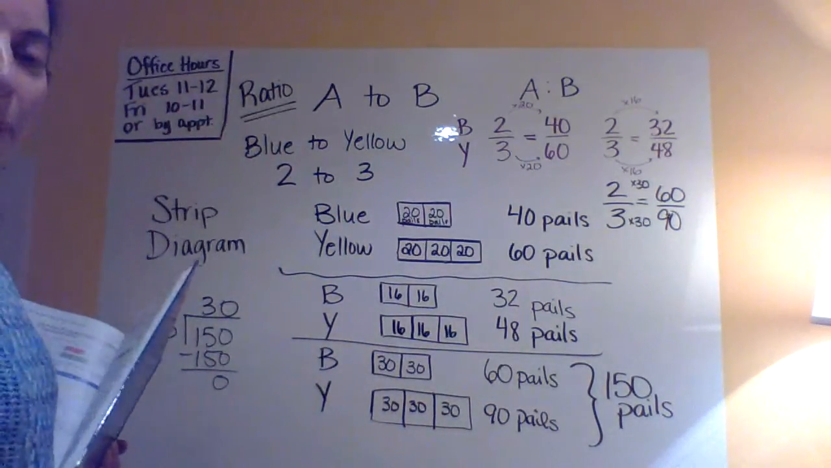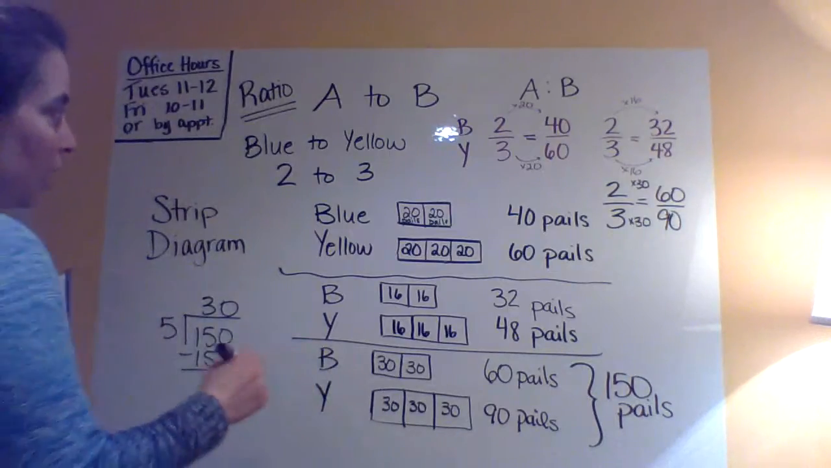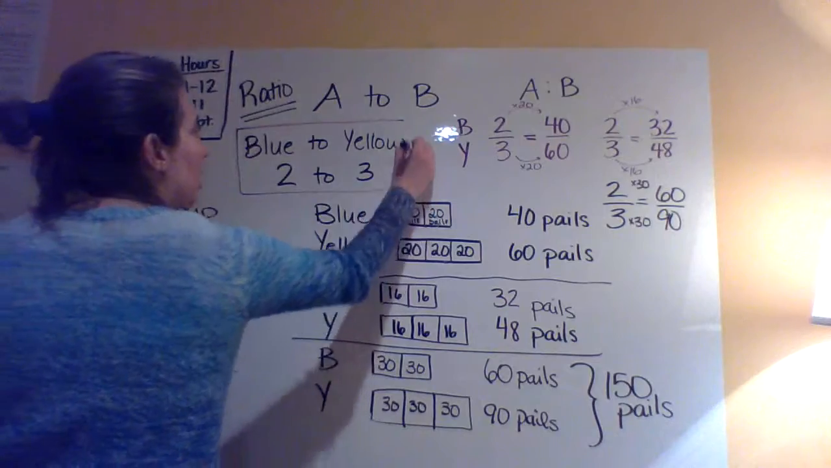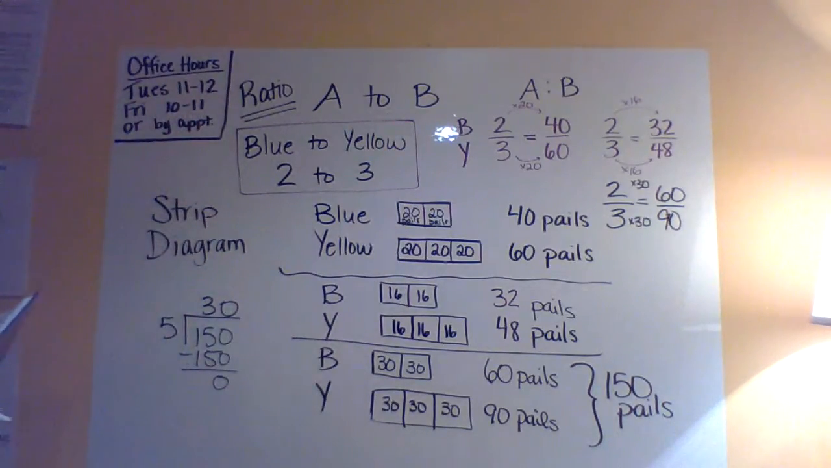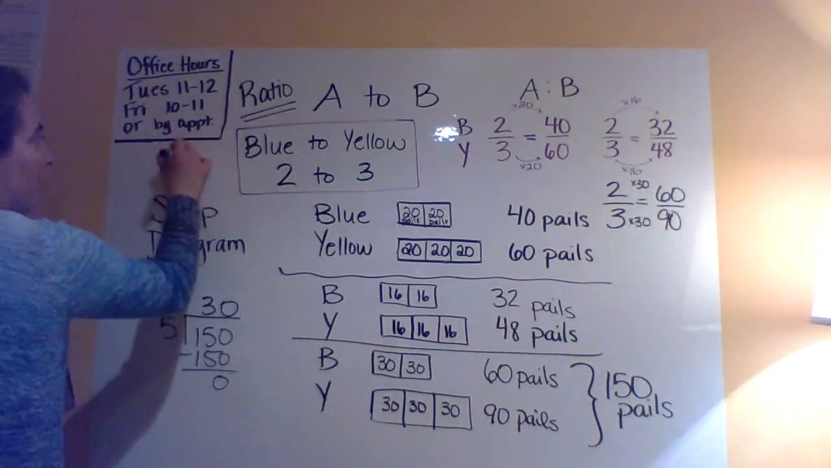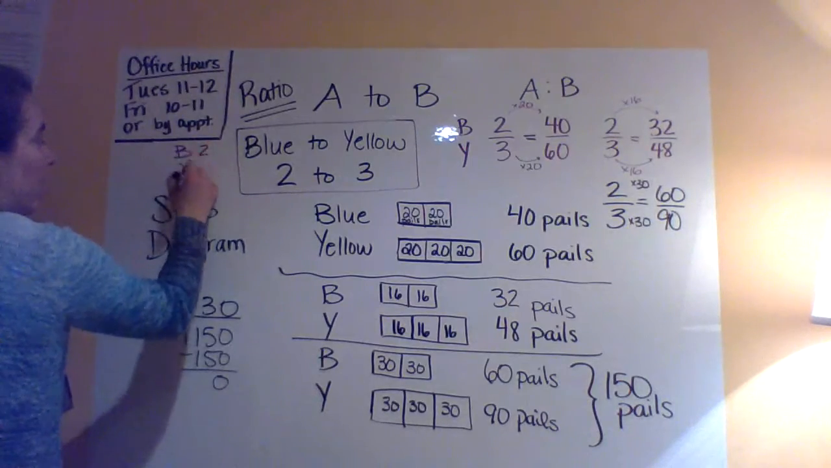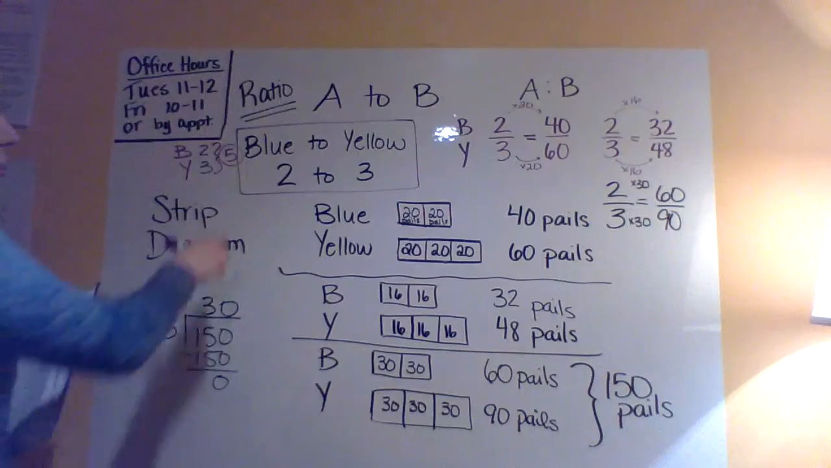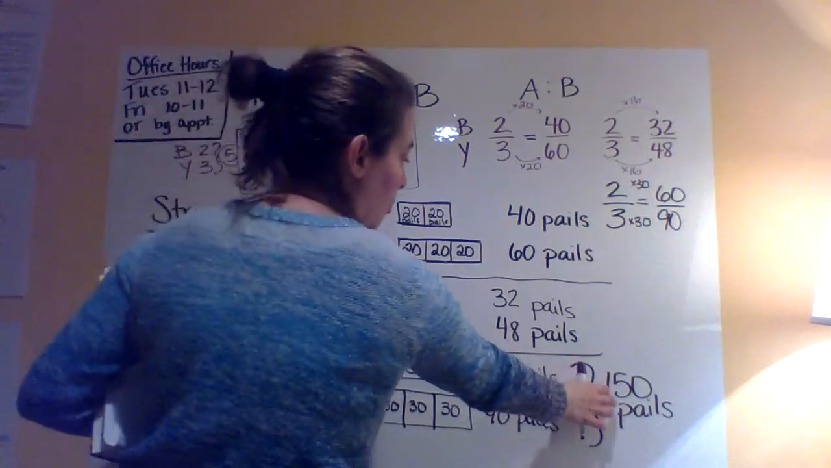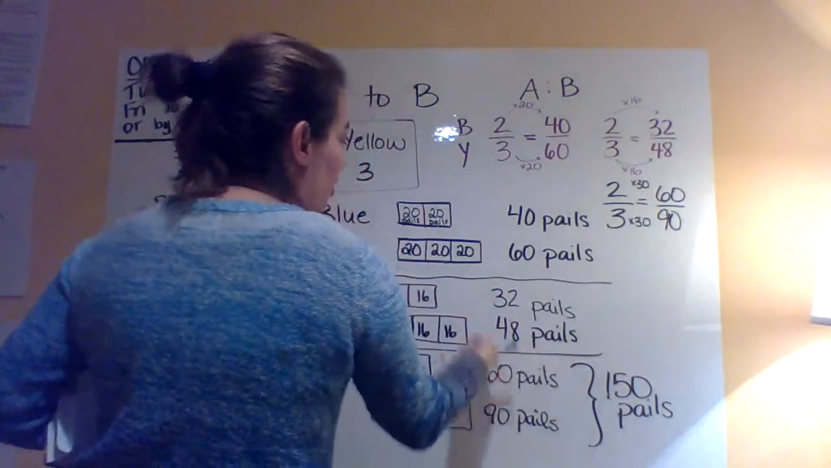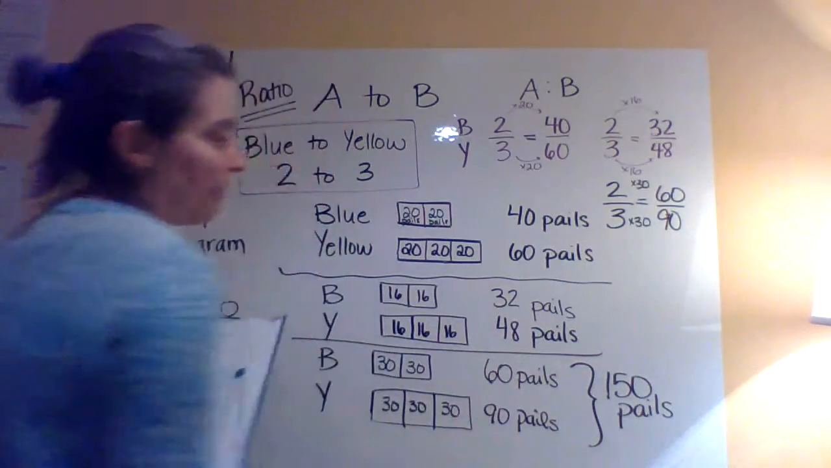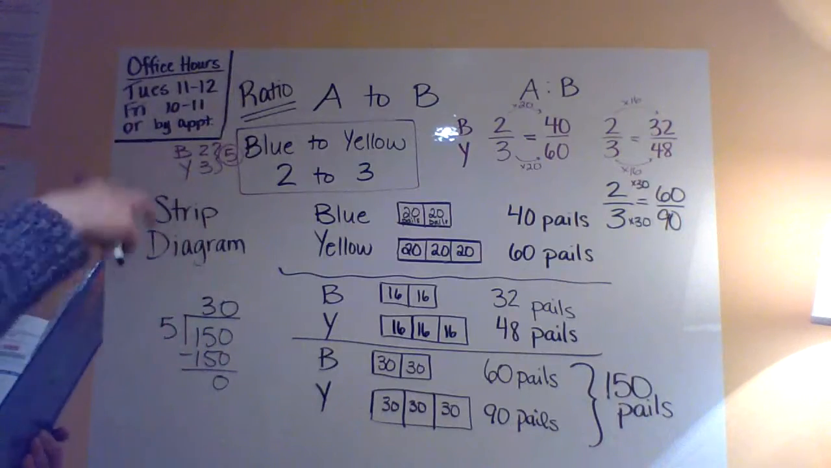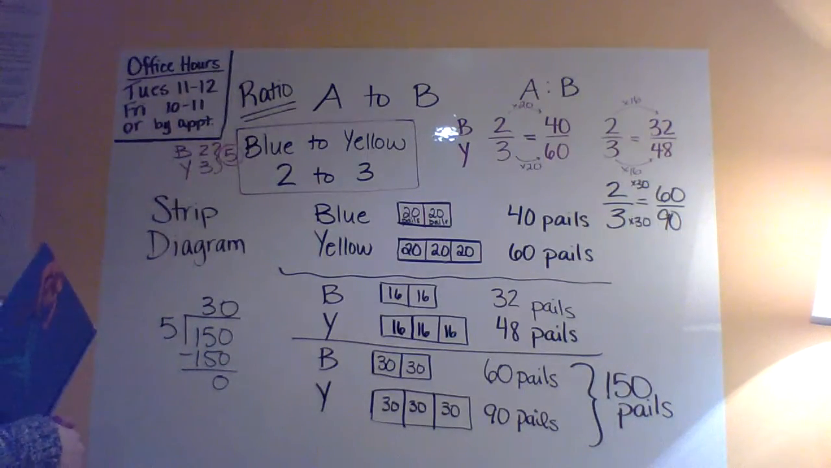Another way that you could think about this from the beginning is you could think about, okay, when I look at this part right here, how many pails altogether do I need here? If I have 2 pails of blue and I have 3 pails of yellow, altogether I need 5 pails. So 5 times what gave me 150? Times 30. So this got multiplied by 30 and that got multiplied by 30. So you can kind of compare the part to the whole or the whole to the whole.